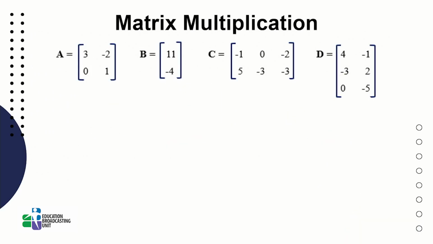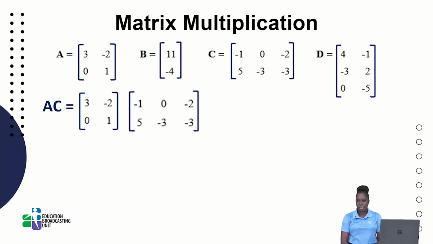We previously checked to see if AC was compatible, and we know that we can in fact multiply them. So AC means that we're going to be multiplying matrix A by matrix C. In matrix A, we are concerned about the rows, and so each row in matrix A is going to be multiplied to each column in matrix C. So we'll begin with row 1, column 1.